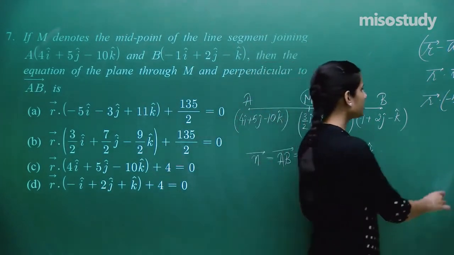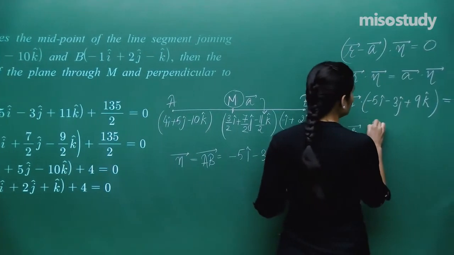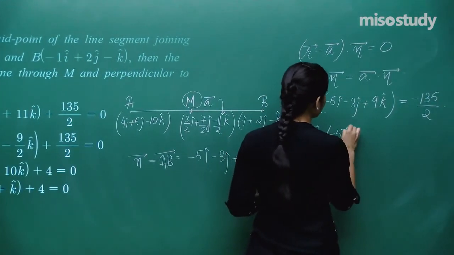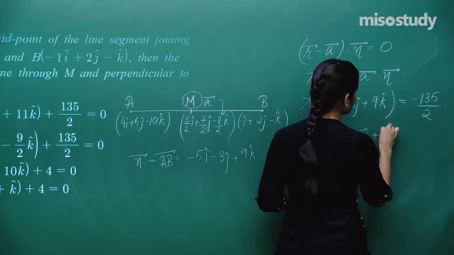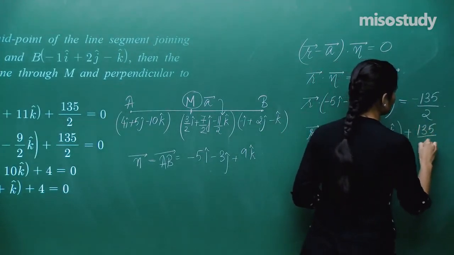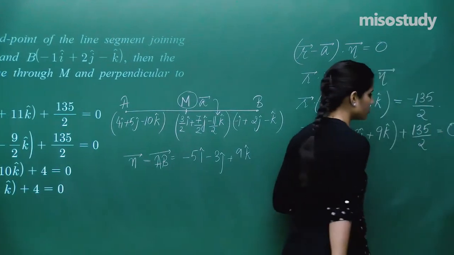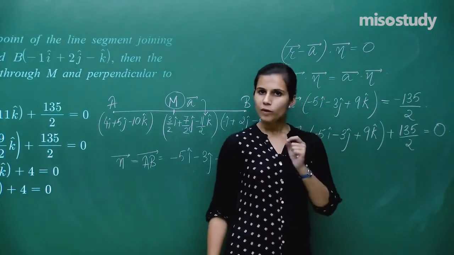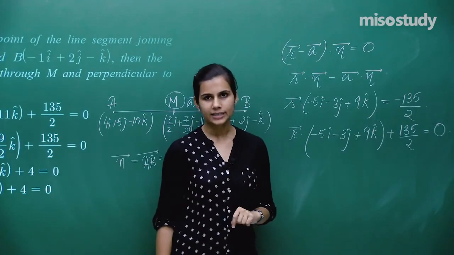So your equation comes out to be r dot minus 5i cap minus 3j cap plus 9k cap plus 135 by 2 equals 0. Clear? Quickly note this down and then we are going to move to the next question.